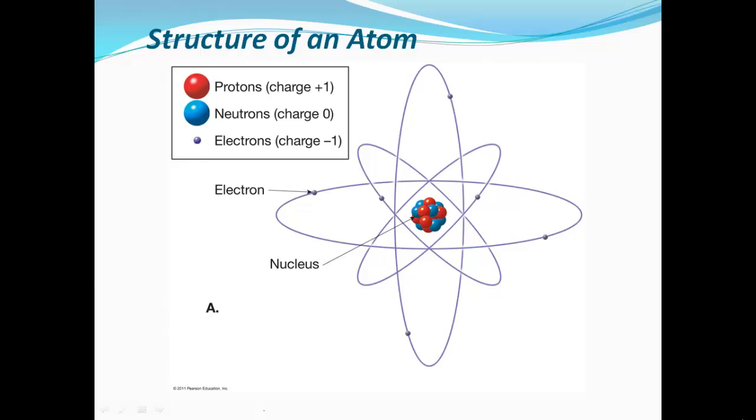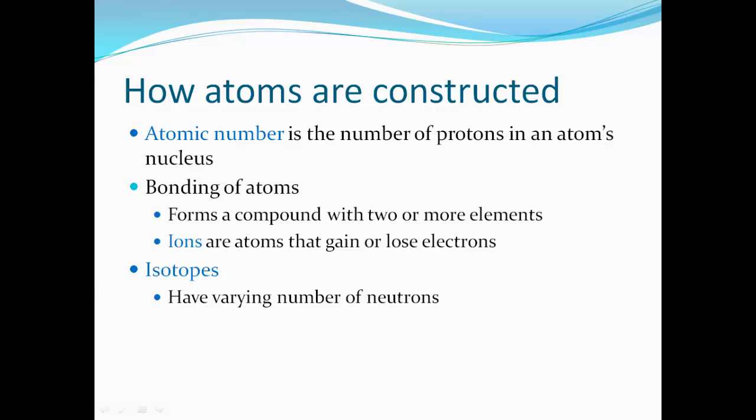It's important to know the structure of the atom. In the nucleus, we have protons and neutrons, and then we have these electrons orbiting in their different shells. The atomic number is the number of protons in an atom's nucleus. Now, how do these atoms bond together? They need to bond together to form various compounds with 2 or more other elements.